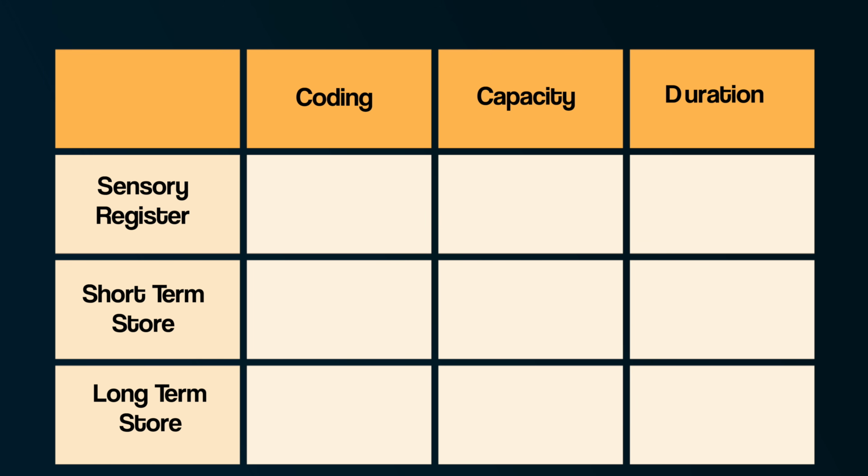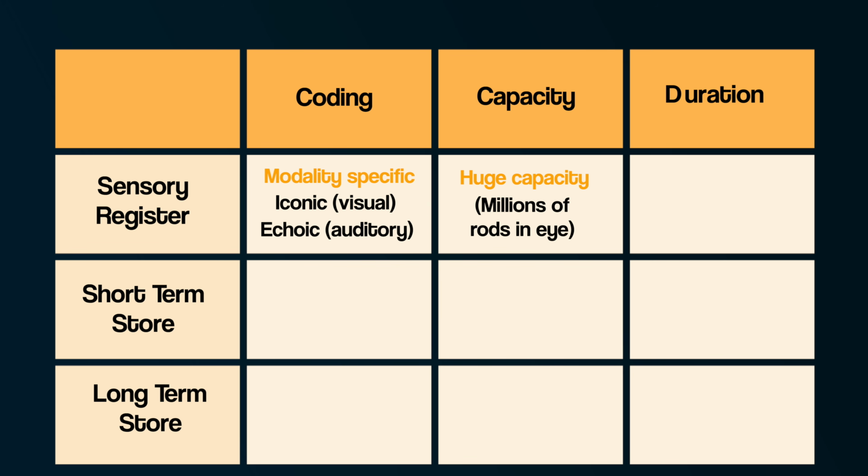First up, we have the sensory register. This is where all sensory information like sights, sounds, and smells is initially stored. It has a huge capacity to detect all sensory input, but the information only lasts for a very short time, about a quarter of a second for visual information and 3 to 4 seconds for auditory information. If we pay attention to this information, it moves into the next stage, short-term memory.